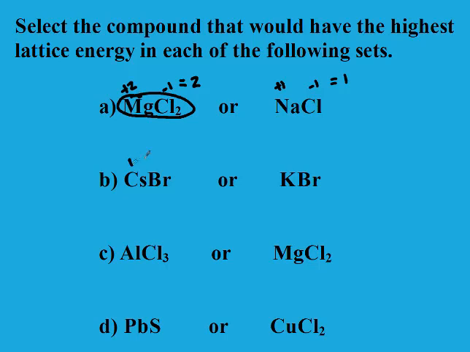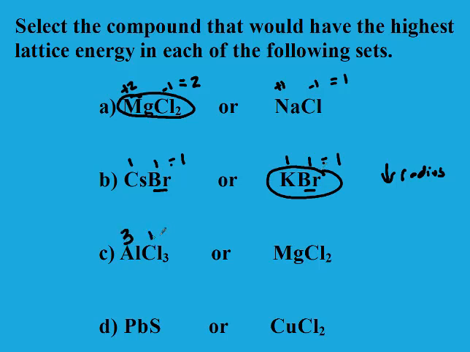So for B, you should have seen that all the charges were the same. So we couldn't look at charges. We wanted the smaller radius. Well, bromine is the same in both of them, so you were just looking at cesium versus potassium. Well, potassium is smaller, therefore it had the higher lattice energy.